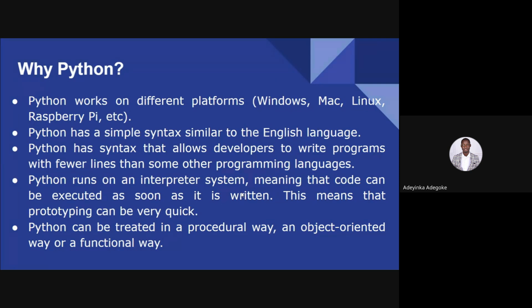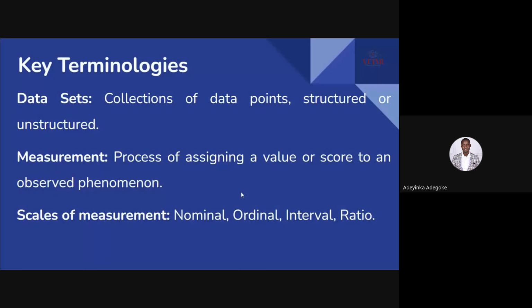That's because of this particular feature, that is, it runs on an interpreter system. The codes are readily interpreted, so the machine already interprets the code easily. This means that prototyping can be very quick. Python can be treated in a procedural way, an object-oriented way, or a functional way. So those are the key features.